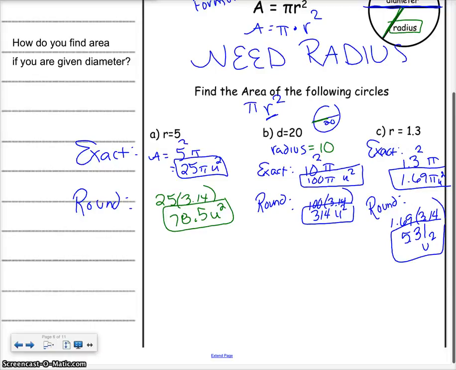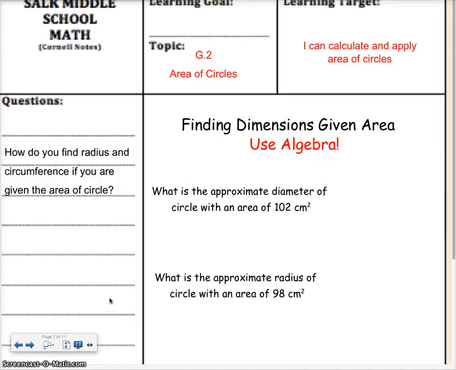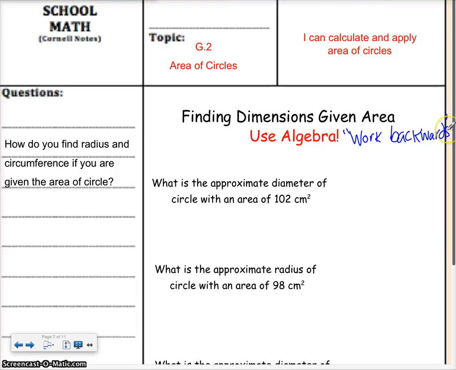And then you have to have a radius for area. Have to. Okay, so the last part, in order to apply area of circles, that means you need to be able to work backwards if you need to. So, if we want to find dimensions given area, we use algebra, also known as work backwards. So I'm going to show you the algebra way at first, and then I'll show you the plug-in method that I just plug into my calculator second.